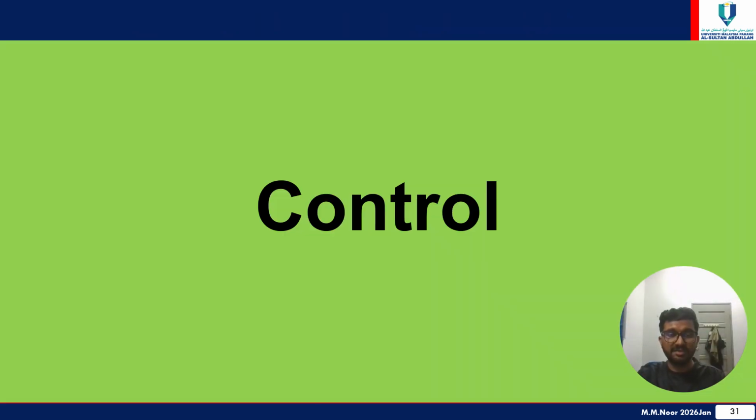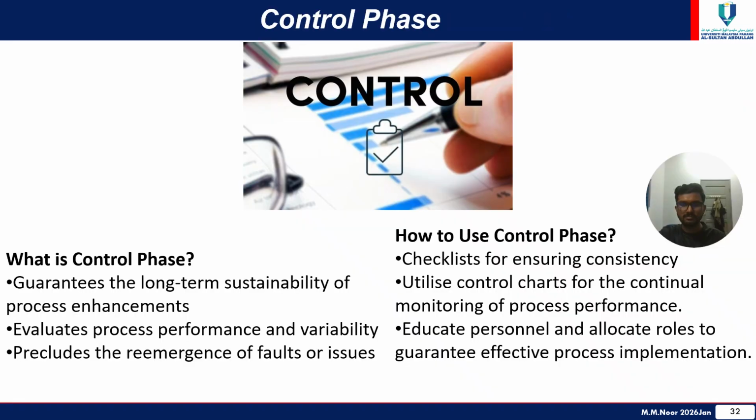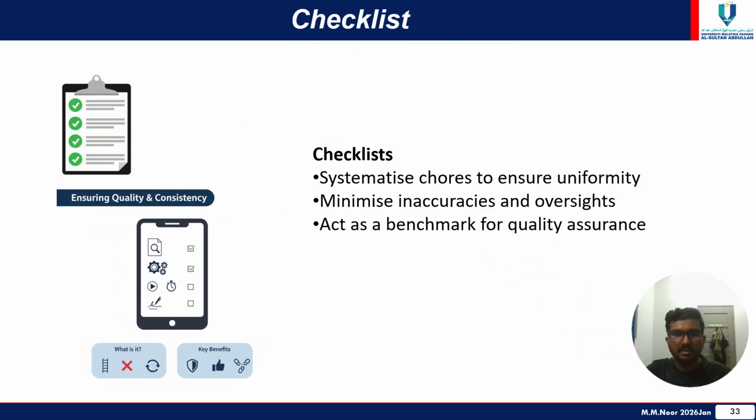Moving on to the last phase, which is the control phase. The control phase ensures that improvements are sustained over time. It prevents the process from reverting to previous poor performance. The first tool used in the control phase is the checklist. Checklists standardize tasks and reduce human error, which helps maintain consistent quality.